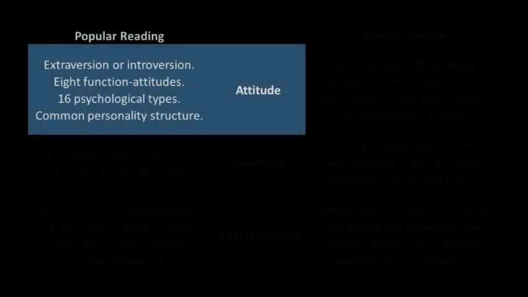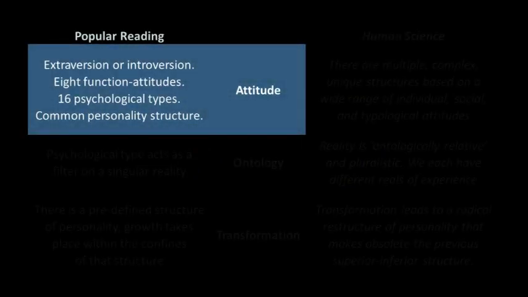The first area is attitude. The popular reading of psychological types is that the term attitude refers to extroversion and introversion. When these two attitudes are combined with Jung's four functions, we get 8 function attitudes and 16 psychological types. Each of our personalities is based on one of those 16 structures.